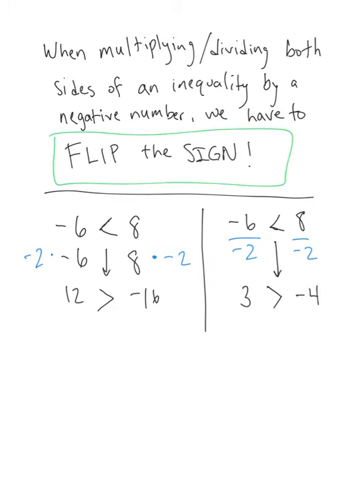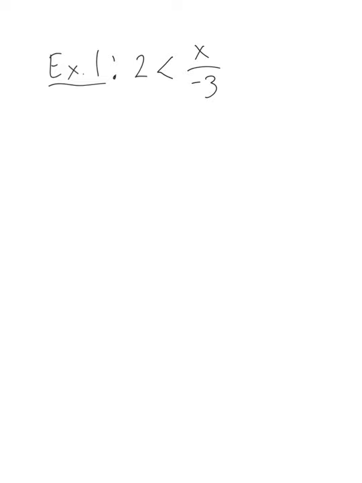The rest of the problems are going to go similarly. I'm going to undo multiplication with division and division with multiplication, just like I did in 2.3 part 1. But the extra rule I'm going to have to remember is that if I multiply or divide both sides of an inequality by a negative number, we're going to have to flip the sign. Let's take a look at a first example here.